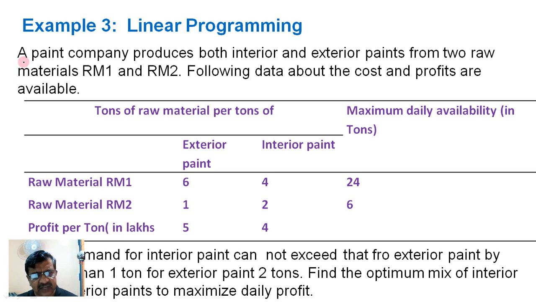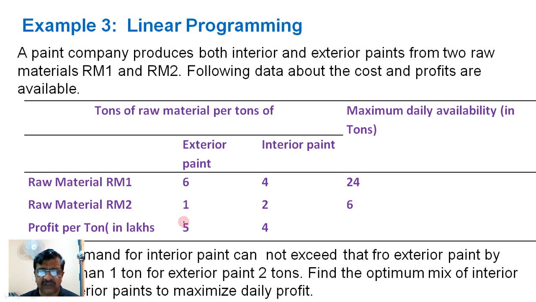In running sentences: a paint company produces both interior and exterior paints from two raw materials, RM1 and RM2. We never delve deeply into how exactly linear programming methods are solved, because we have probably gone through this in operation research. Therefore, it's a recall to memory. The following data about the cost and profits are available: tons of raw material per ton of exterior paint and interior paint, and maximum daily availability in tons.